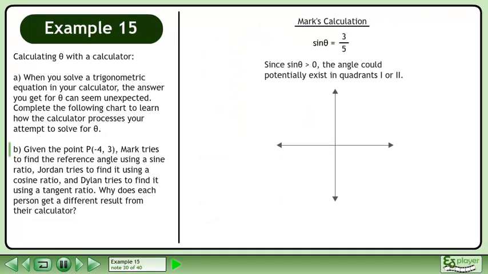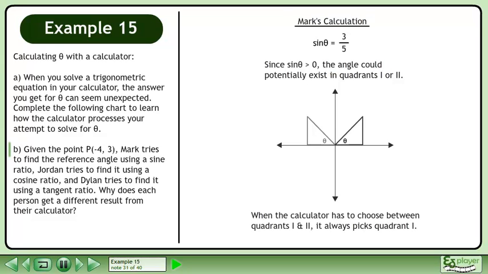Since sine theta is greater than 0, the angle could potentially exist in quadrants 1 or 2. When the calculator has to choose between quadrants 1 and 2, it always picks quadrant 1. Use the inverse sine feature of your calculator to get theta equals 36.87 degrees.